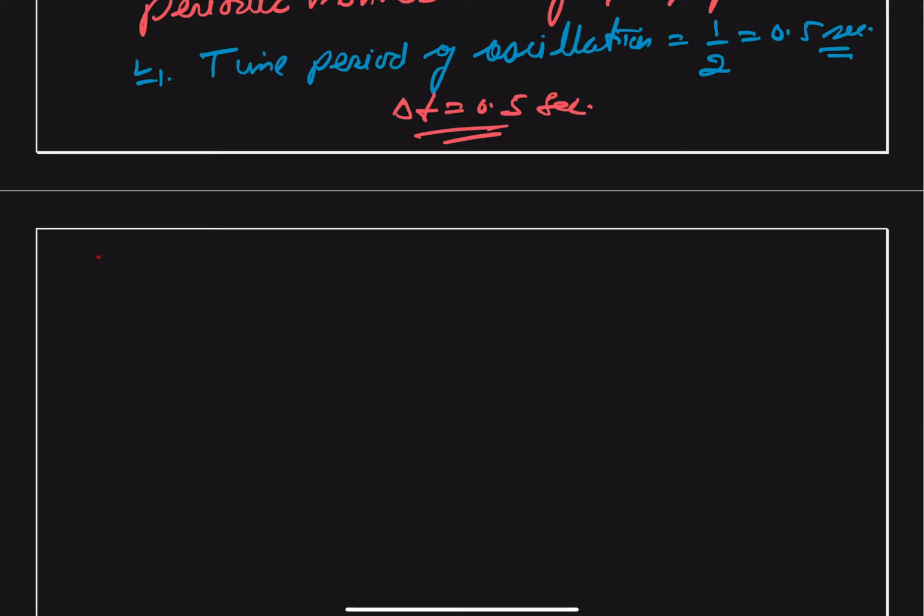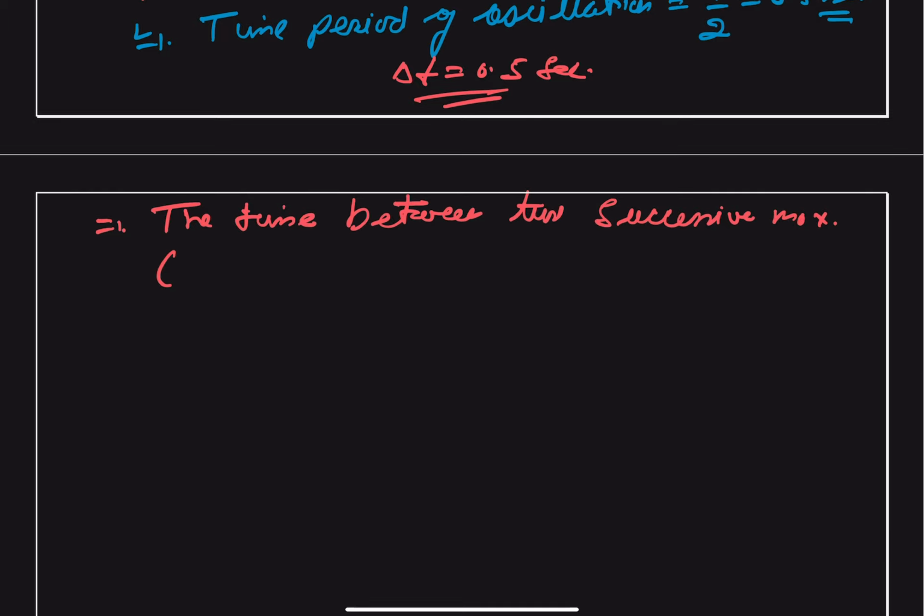The time between two successive maxima, maxima basically means antinode, or minima means nodes, will be 0.5 seconds.